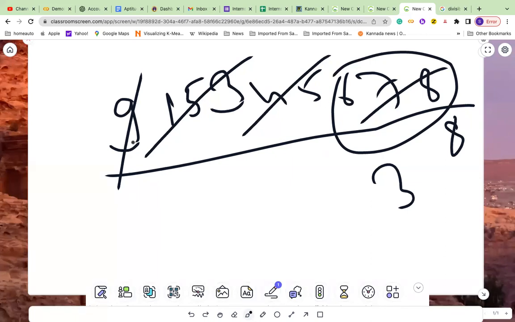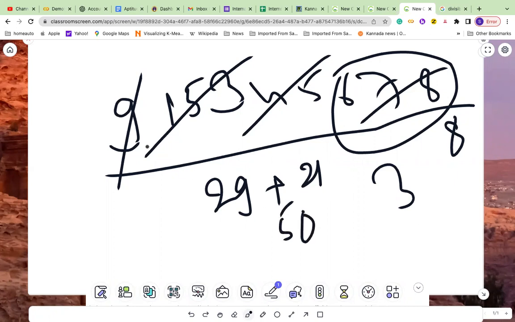So what I can do is 9 plus 1 is 10, 10 plus 5 is 15, 15 plus 3 is 18, 18 plus 2 is 24, 24 plus 9 is 29, correct? Then 6 plus 15 plus 6 is 21. 21 plus 29 is 50. How did I get this number? 9 plus 1 is 10, 10 plus 5 is 15, 15 plus 3 is 18, 18 plus 4 is 22, 22 plus 5 is 27. There you missed. Okay, so 27.